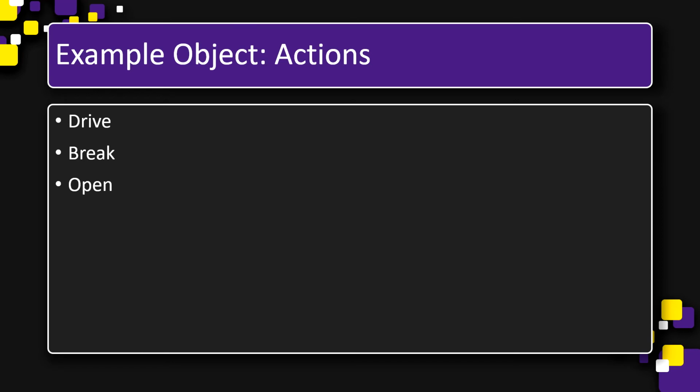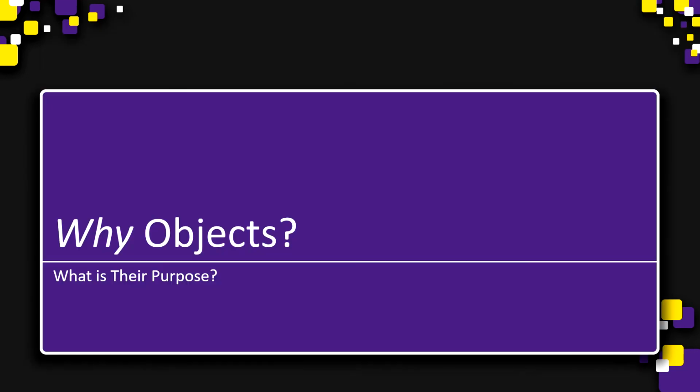Now, these are all actions that we're going to want it to do. So we want it to be able to move on the road. That's important. We also want to make sure that it can stop moving at some point. And we want it to open so we can get people into the car, and then close so that the doors close when they start driving. But why objects? Why are we describing objects in this way? Why do we want to represent objects in this way in our code?